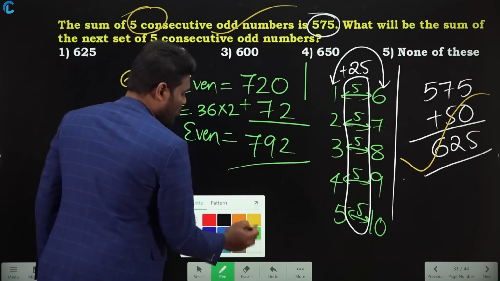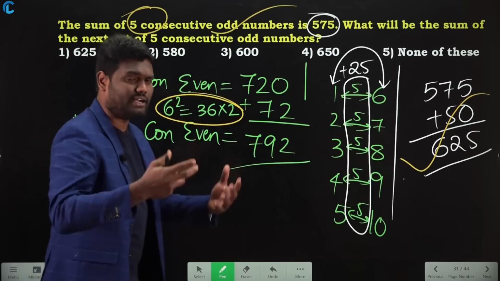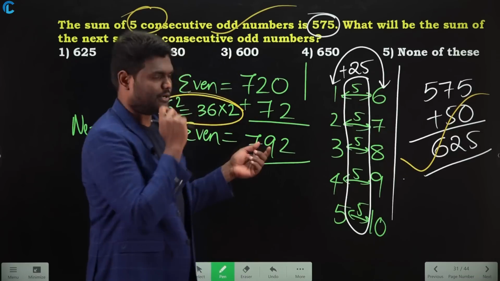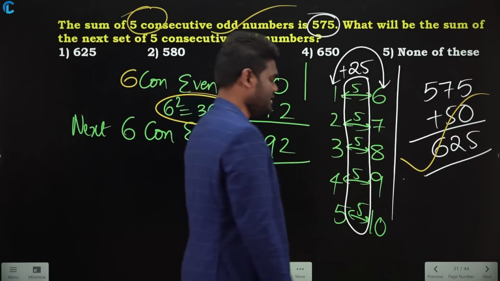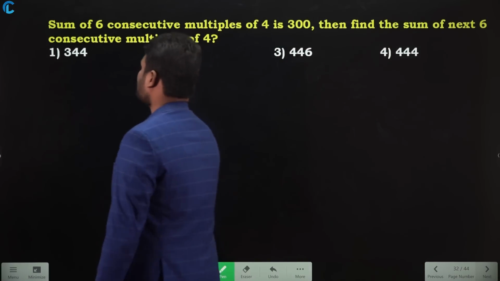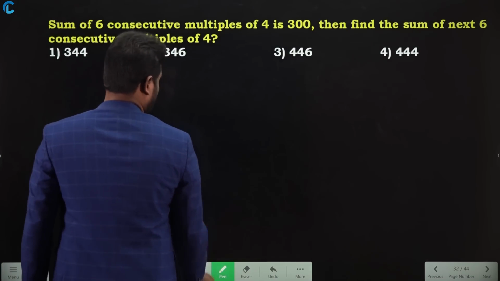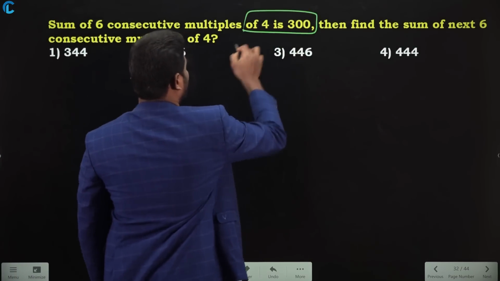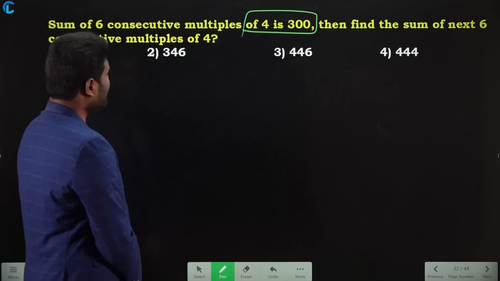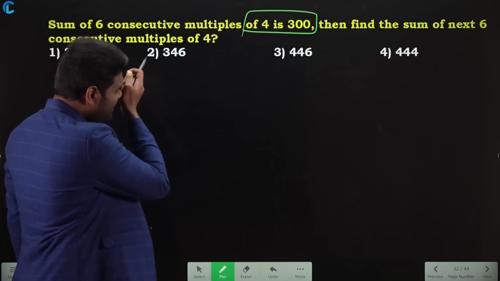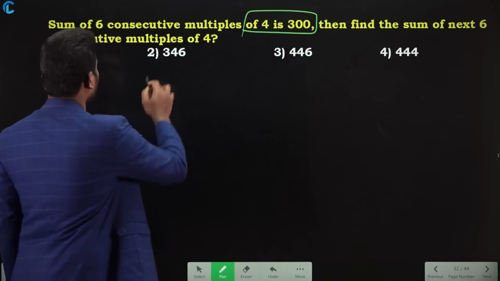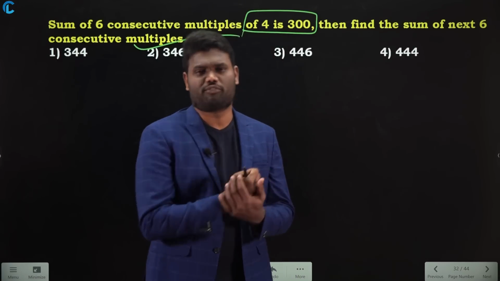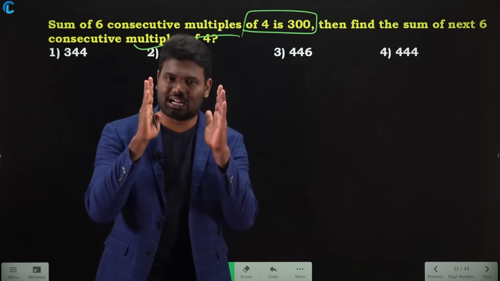Okay, very simple. Whenever you have questions in this way, directly square it and double it. So 6 square is 36 and 36 double is 72. So directly add 72. 720 plus 72, the answer is 792. Let us look at the next one. Next question: the sum of 6 consecutive multiples of 4 is 300. Then find the sum of the next 6 consecutive multiples of 4. Now look here, these are not even numbers or odd numbers, they are multiples of 4. The concept is going to be the same, so stick to the concept.